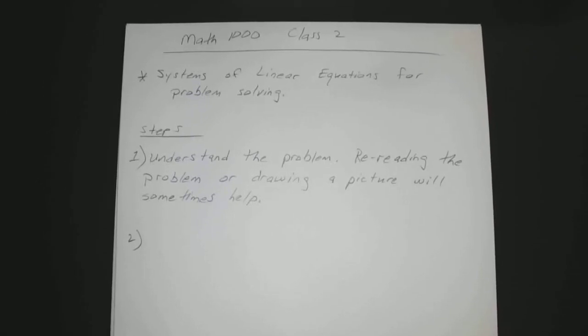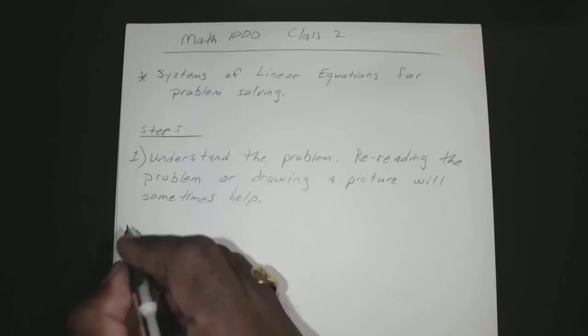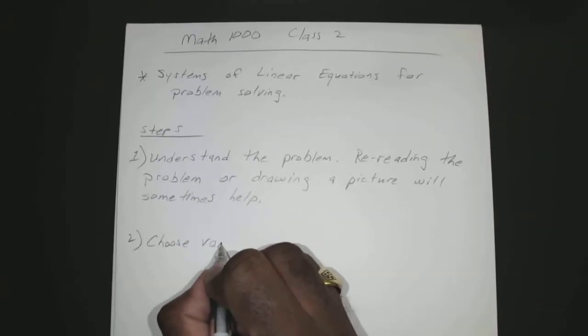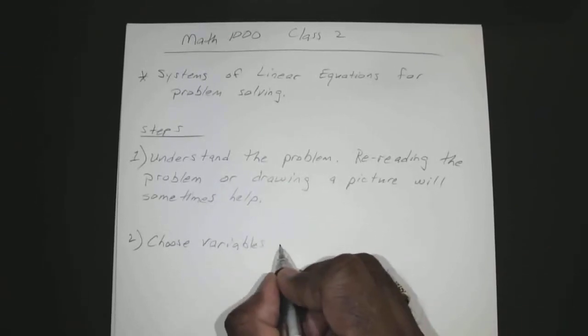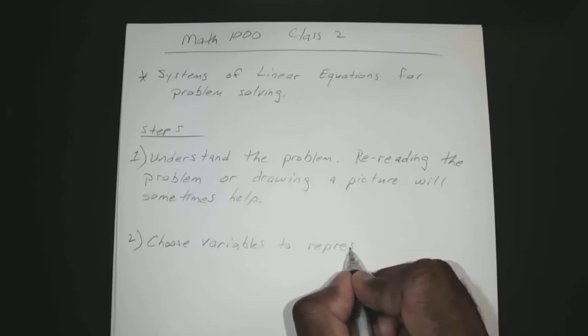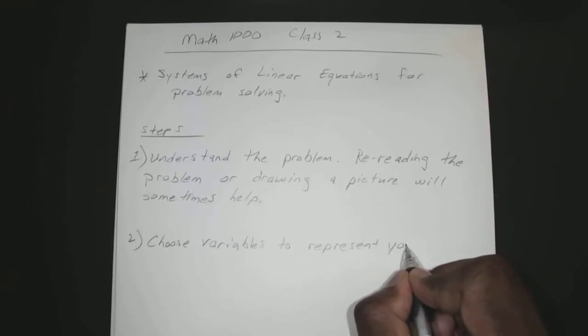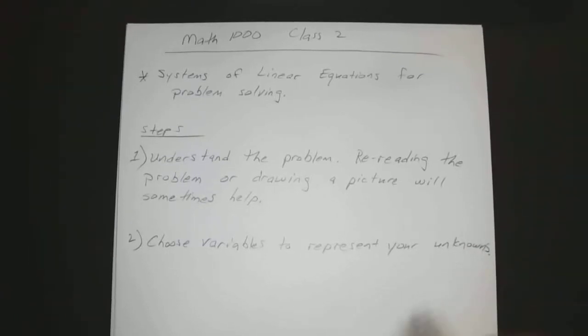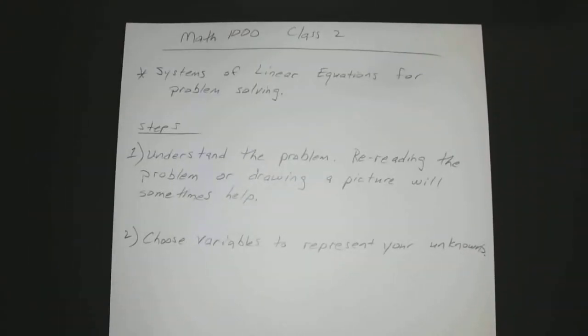Okay, so the second thing you want to do is choose your variables for what you're looking for. Choose variables to represent your unknowns. Once you do that, you then translate the information that you're given into an actual equation.